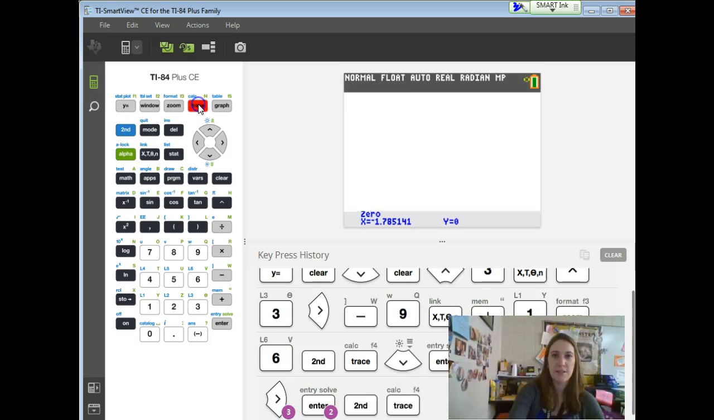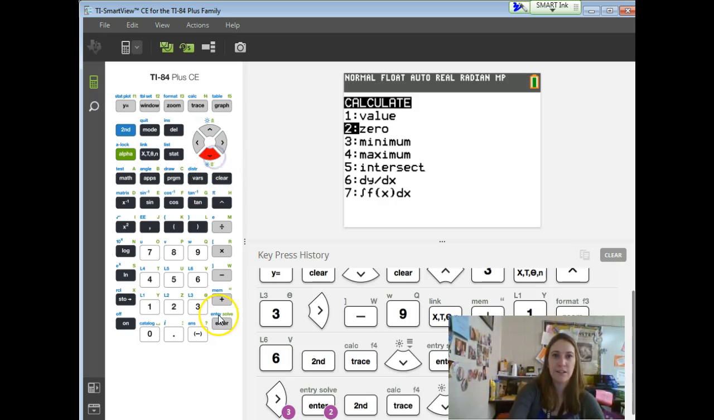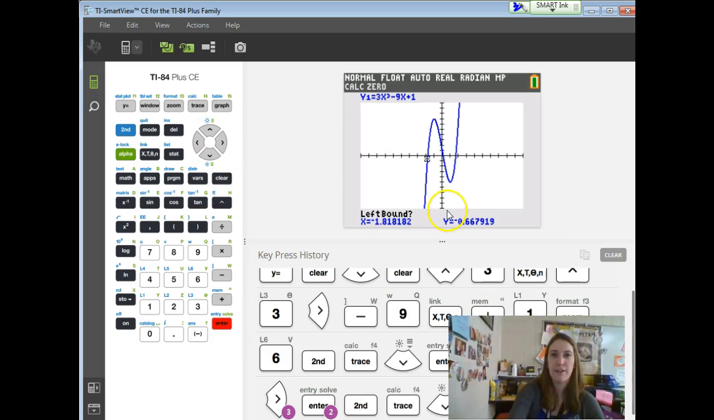So second trace, zero finder, left bound. It's technically already to the left of it. I just don't like how far away it is, so I'm going to make it pop over here to where x equals -1.